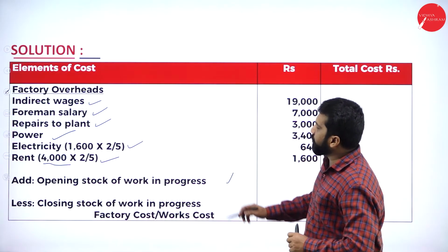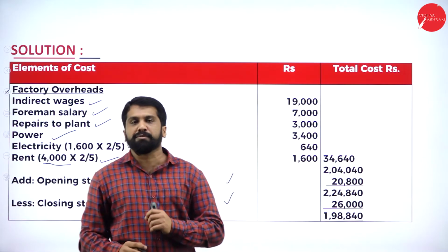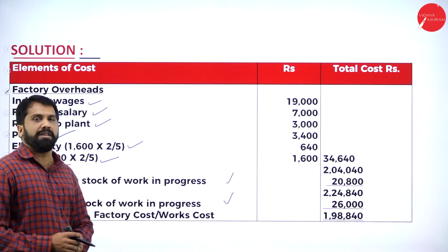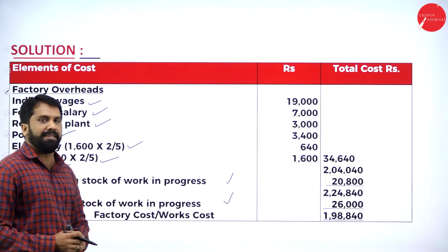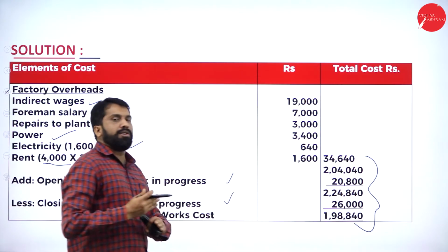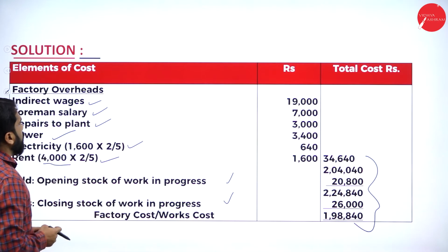Then add opening stock of work in progress less closing stock of work in progress. What will you get? You will get factory cost or work cost. Hope it is clear. Now, up to this it is done. Your second part also completed.